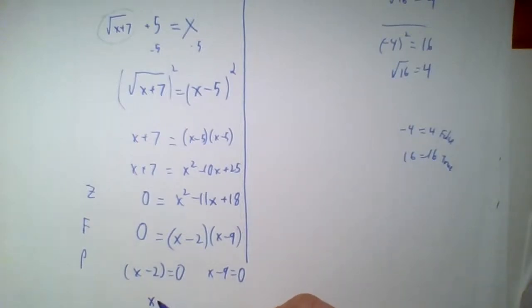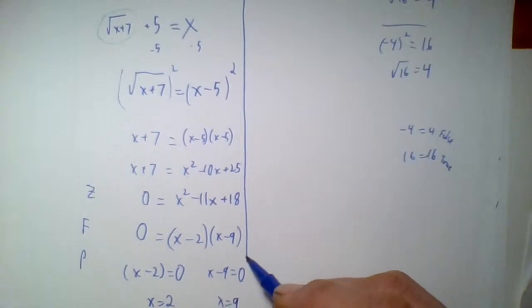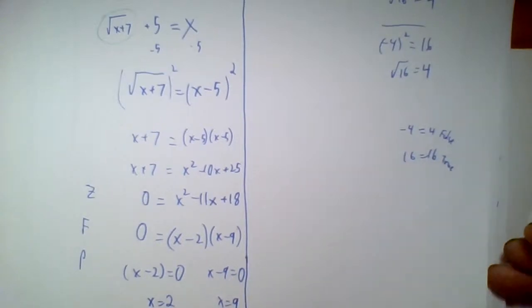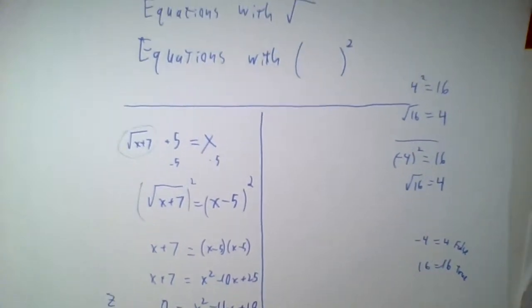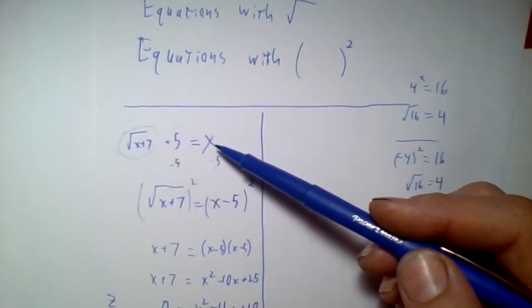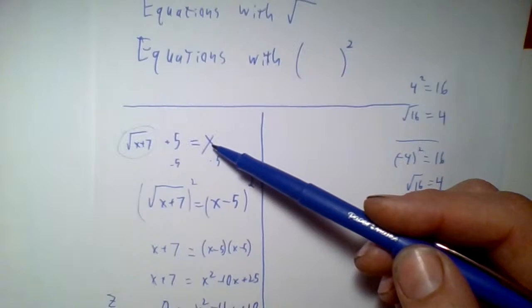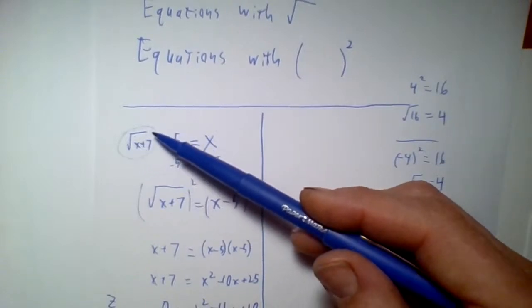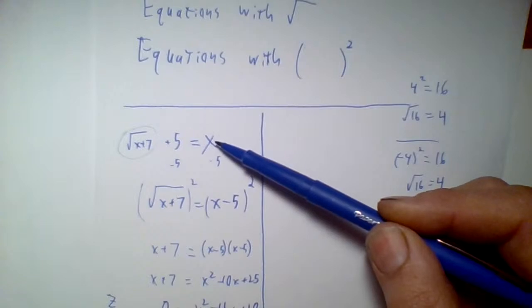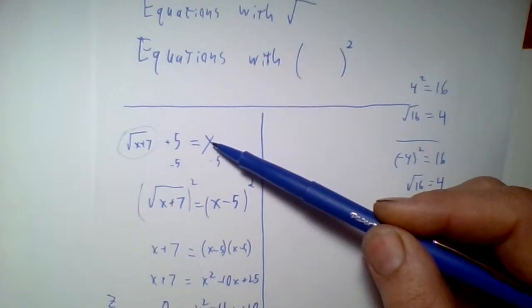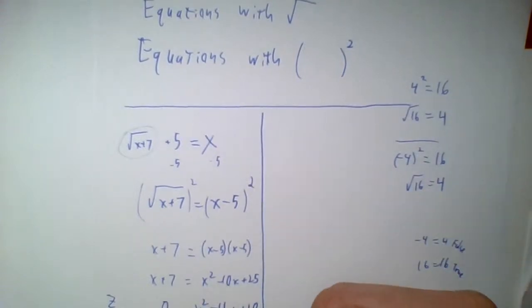The solutions that I got here, this is 0 when x is 2, and this is 0 when x is 9. So I have two things that look like solutions. But if you go back to the original with x equals 2, it doesn't actually work. When x is 2, I have square root of 9 here, which is 3, plus 5 is 8. That's not equal to 2. That's not the right value there. So that one doesn't actually work in the original.